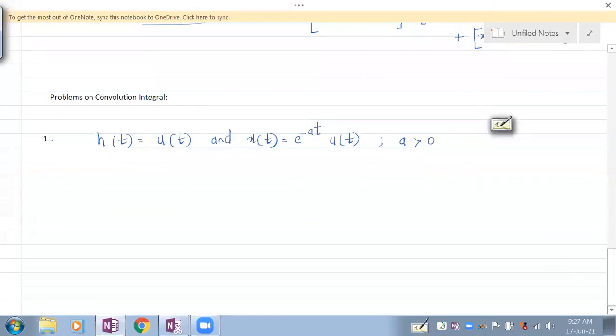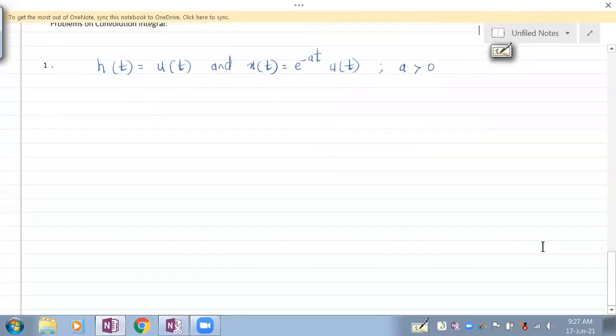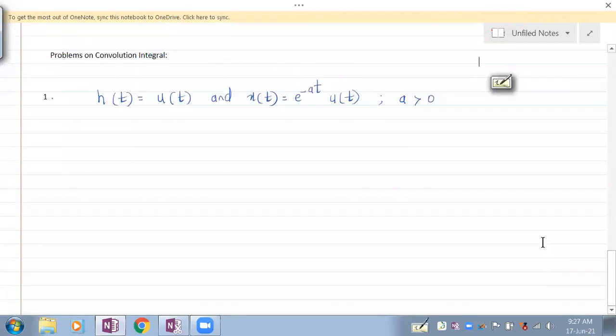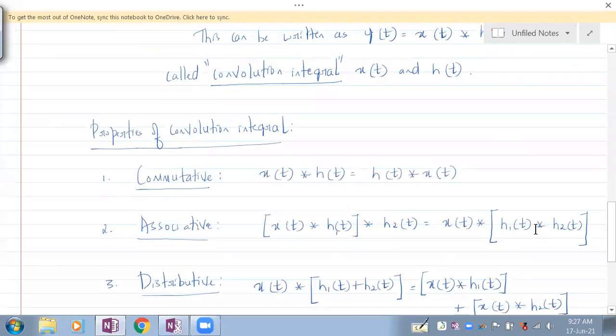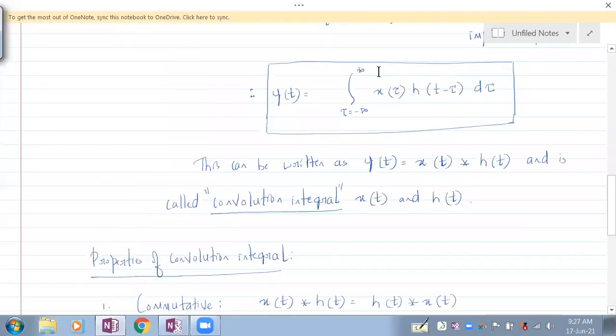Now we shall see the problems on convolution integral. In the last class, we obtained the equation for convolution integral, that is this. Fine. So this is convolution integral. And this is the same symbol we use for convolution integral as we did for convolution sum. But how do you understand this symbol is convolution integral?